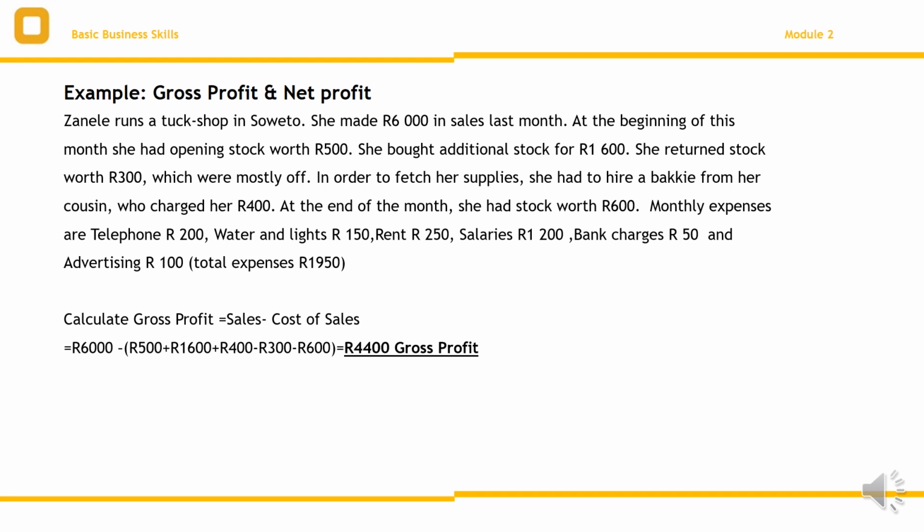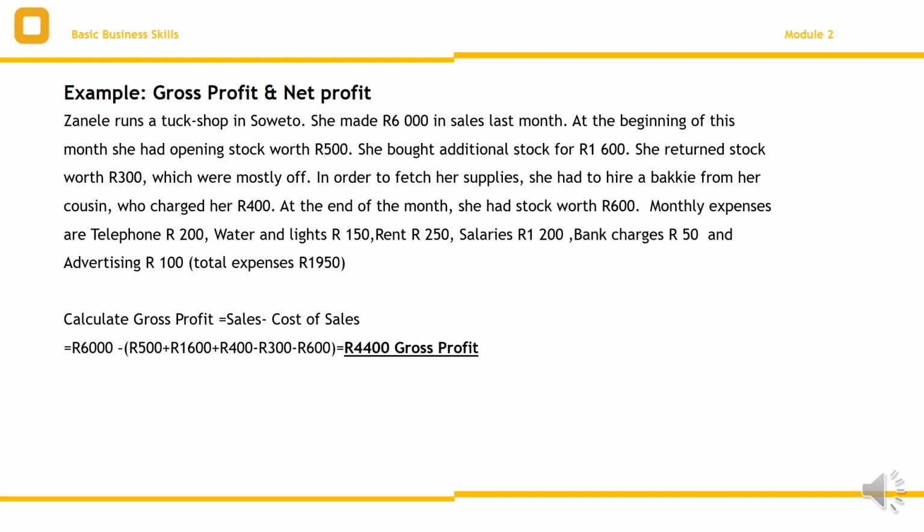Her opening stock was 500 Rand. We need to look at what were her purchases during the month. It says that she bought additional stock to the value of 1,600 Rand. We need to look at what were her transport costs as well. We add those. It says that she hired a bakkie from her cousin to the value of 400 Rand.